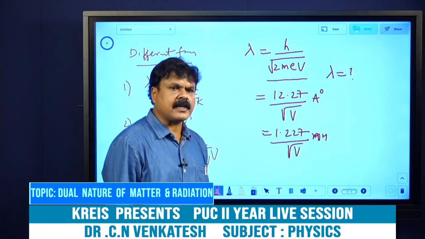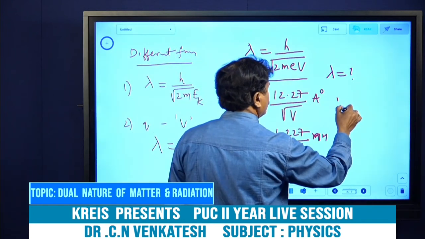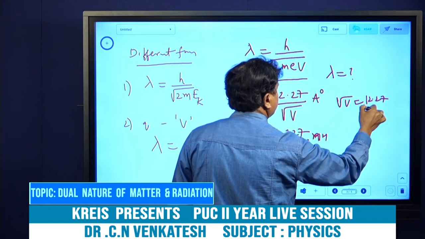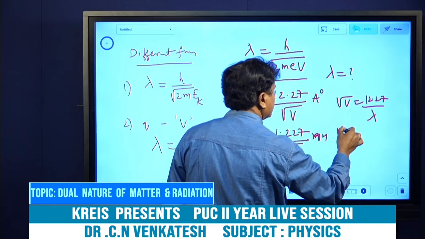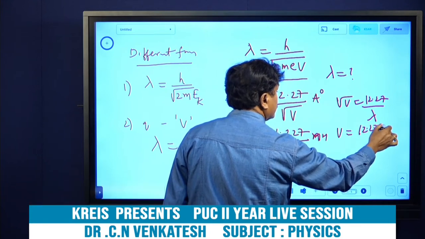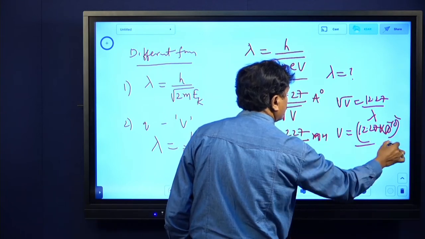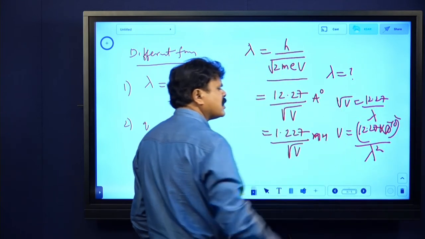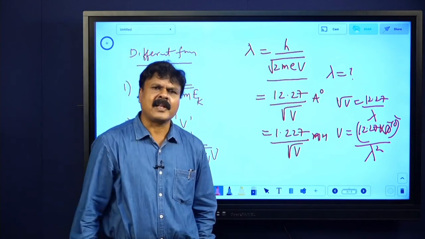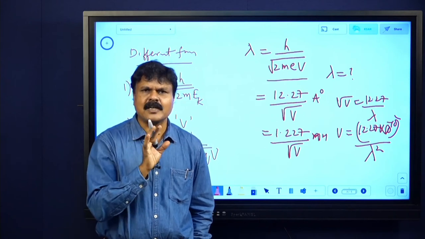Again, it is not a big thing. When asked to calculate V, what to do? Root V equals 12.27 divided by lambda. Squaring both the sides, V is 12.27 angstroms into 10 power minus 10, squared, divided by lambda squared. Lambda has been provided. Put the value and calculate. It is not a problem at all, only mere cross multiplication. You must be able to do that sort of thing.